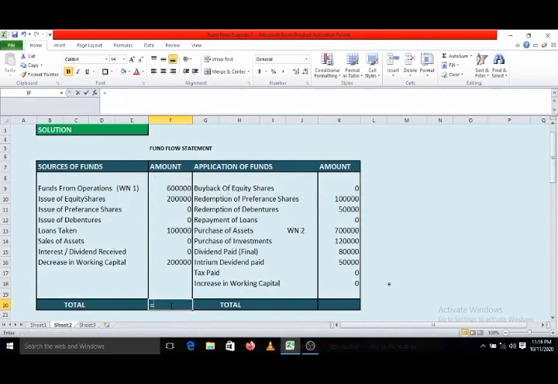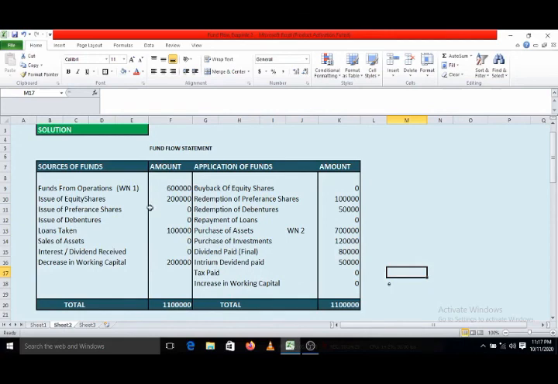There is some error, so you can check the manual total: 6 lakhs plus 2 lakhs plus 1 lakh plus 2 lakhs. That comes to 11 lakhs. Okay. Now the second column, you can check the second year's total, which is also 11 lakhs. It is matched. It means our example solution is available. You can check, so this is our fund flow statement.